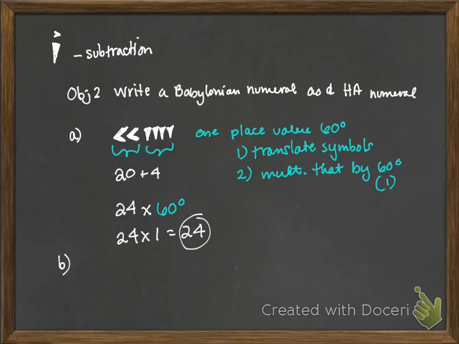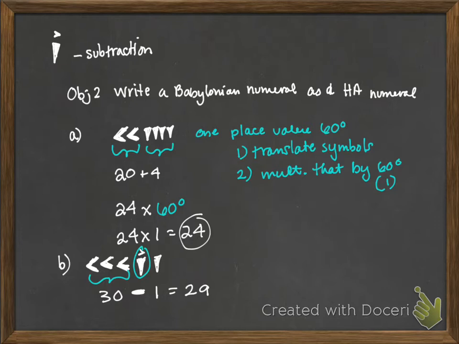Okay, let's do part B. We have 3 boomerangs, and then we have a spike with a little arrow on top, and then we have 1 spike. Okay? So let me just clean this up a little bit. All right, so I got to translate this. So 3 boomerangs, we know that's 10 apiece. So if there's 3 of them, that's 30. And then this means subtraction. Remember that symbol means subtraction. And then 1 spike is just 1. So 30 minus 1 is 29.